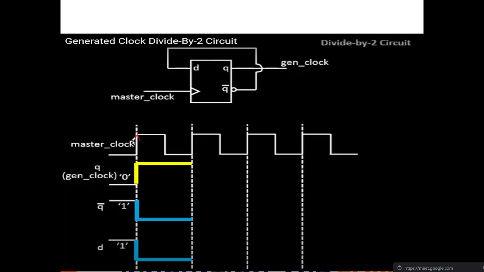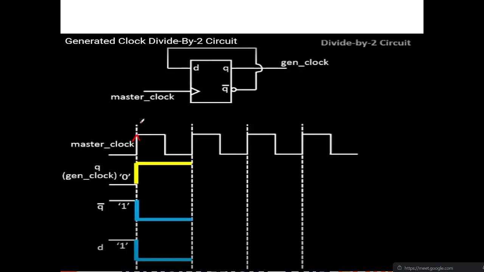During the passage of clock, Q becomes 1. Why? Because Q bar is given to D. So Q becomes 1, Q bar becomes 0 and D becomes 0. Did you understand this during this passage of clock?